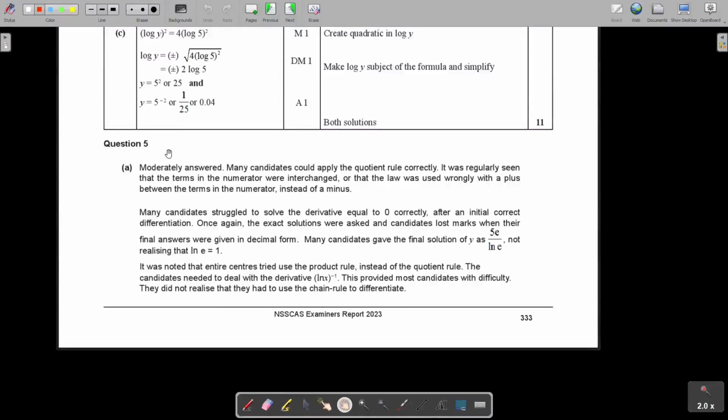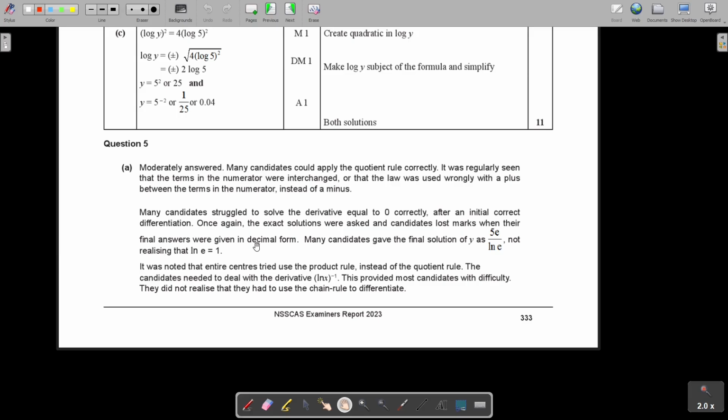Okay, let's go to the exam report, number 5A. It was moderately answered. Many candidates could apply the quotient rule correctly. It was regularly seen that the terms in the numerator were interchanged, or that a plus was used between the terms in the numerator instead of a minus. Many candidates struggle to solve the derivative equal to 0 correctly after an initial correct differentiation, which is sad. Once again, the exact solution was asked, and candidates lost marks when their final answer was given in decimals.